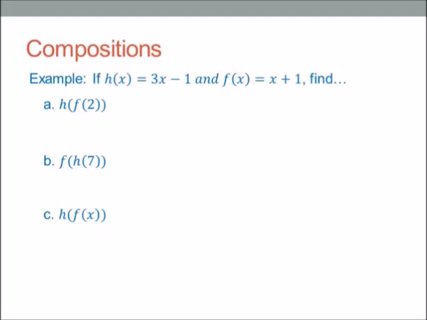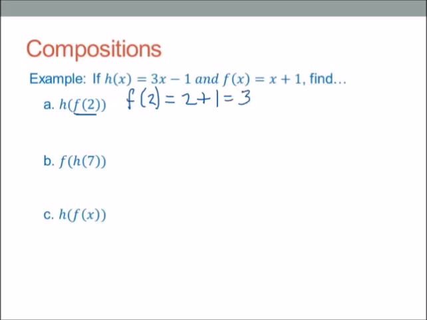We're going to do some examples of compositions. So given the two functions h of x equals 3x minus 1 and f of x equals x plus 1, let's start with finding a, which is h of f of 2. I'm going to start with the function that's closest to the number, so that's f of 2. Take the x out, put 2 in its spot. So 2 plus 1, which is 3.